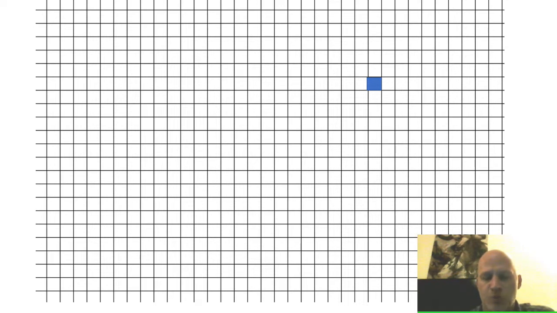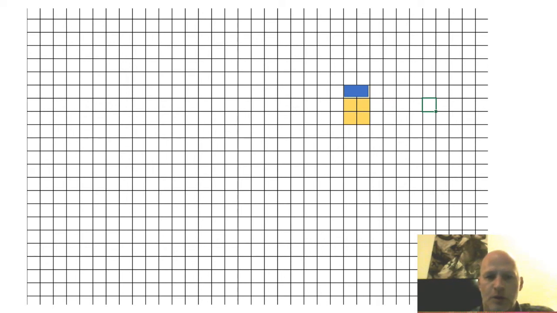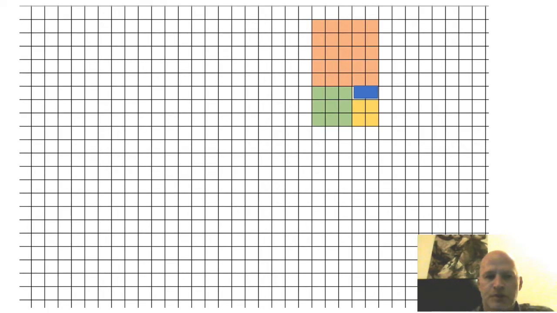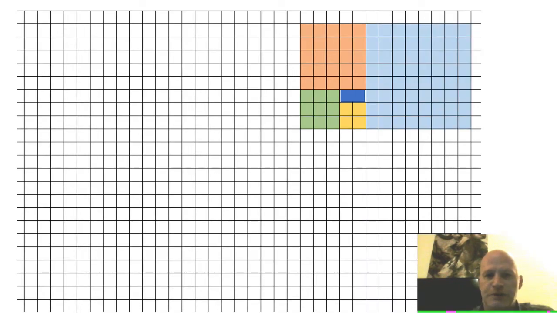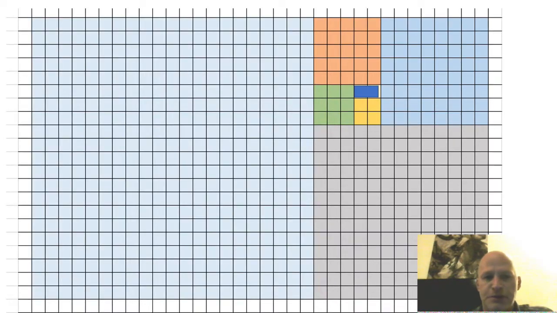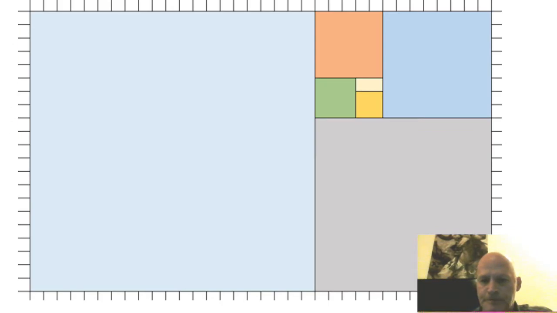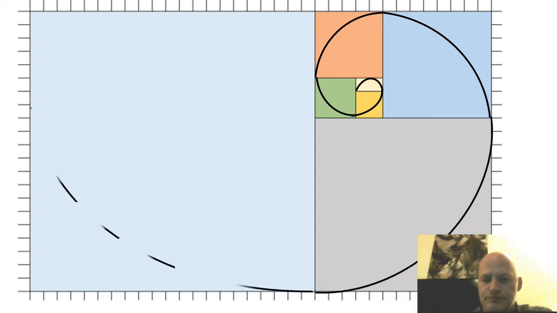So 0 plus 1 equals 1. 1 plus 1 equals 2. 1 plus 2 equals 3. 2 plus 3 equals 5. 3 plus 5 equals 8. 5 plus 8 equals 13. 8 plus 13 is 21, and so on. So if we remove the lines from the graph, this is what we see. Can you see how the Fibonacci spiral is created?